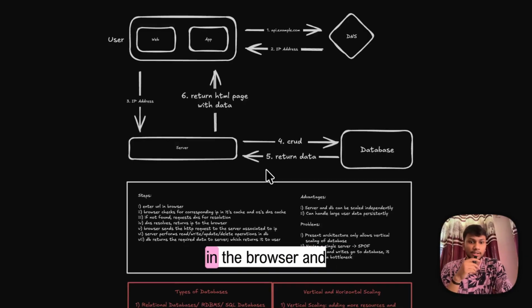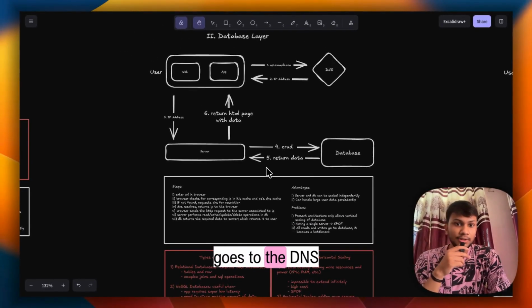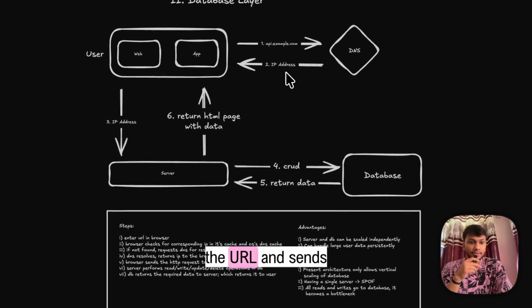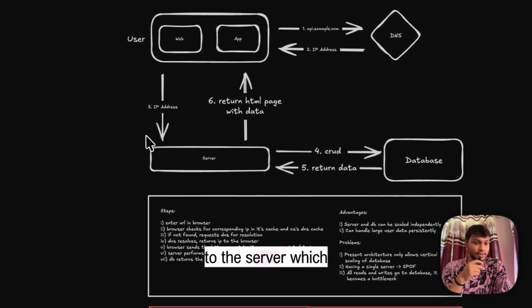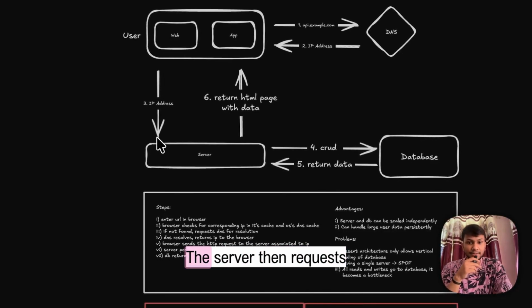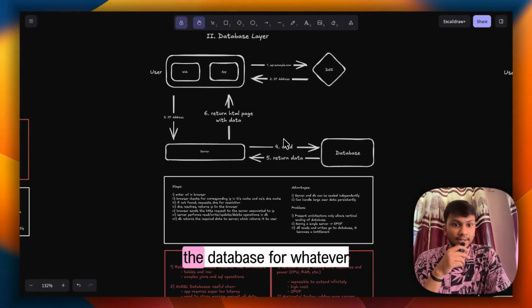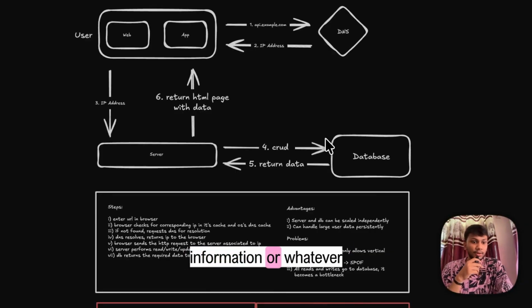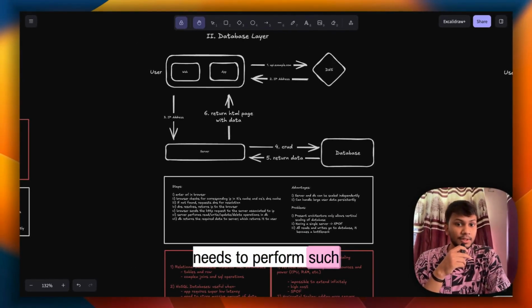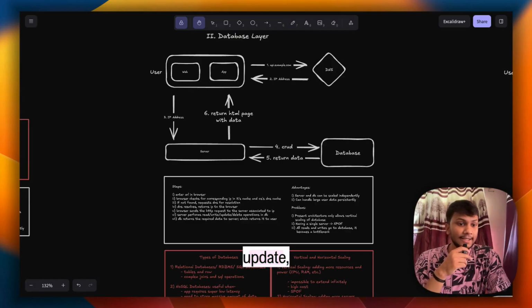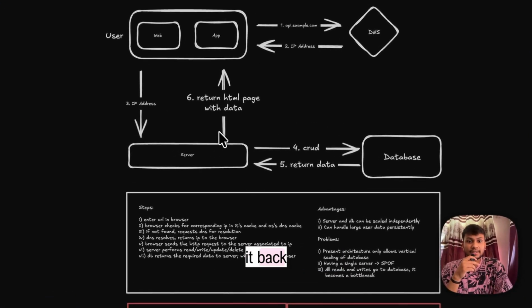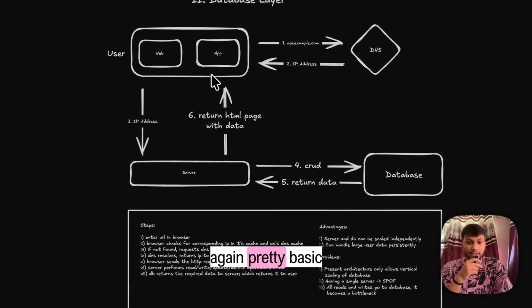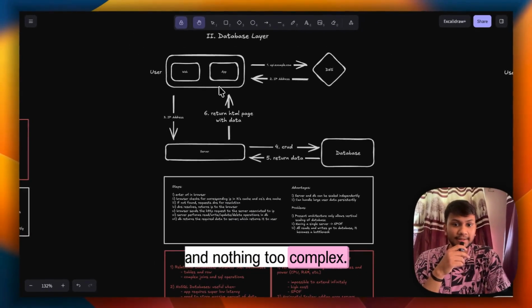The user enters the URL in the browser and then the URL goes to the DNS server, which resolves the URL and sends back the IP address. Finally, the user sends its request back to the server, which is connected to the particular IP address. The server then requests the database for whatever information or whatever operations it needs to perform, such as create, delete, read, update, etc. The database returns the data, and the server finally sends it back to the user. The flow is once again pretty basic and nothing too complex.